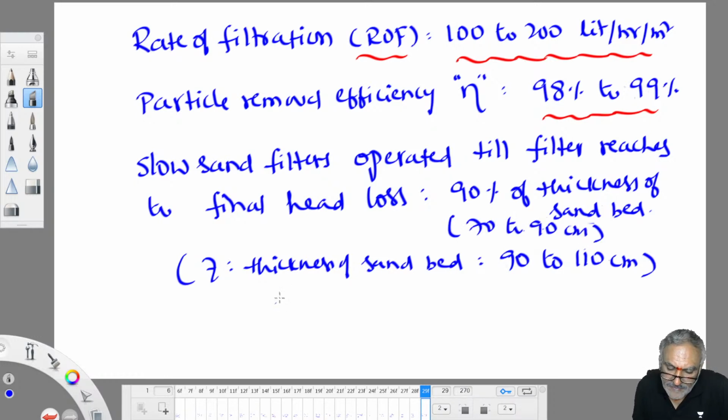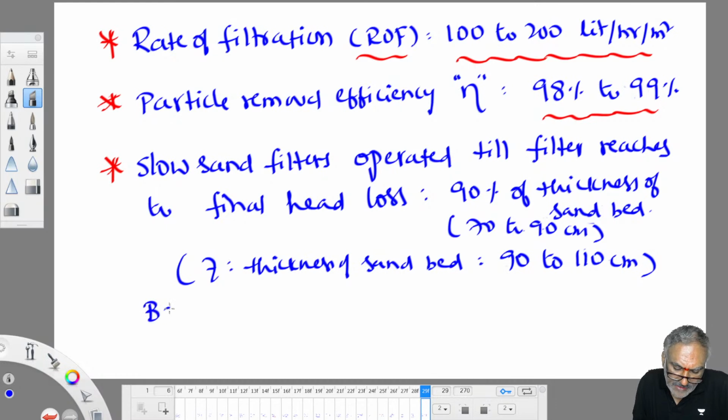Head loss is expressed as H equals P by gamma. It is pressure head, so head is expressed in terms of meters or centimeters. Understood now? You have studied fluid mechanics, completed that course, isn't it? So this is very useful information while designing the filters.